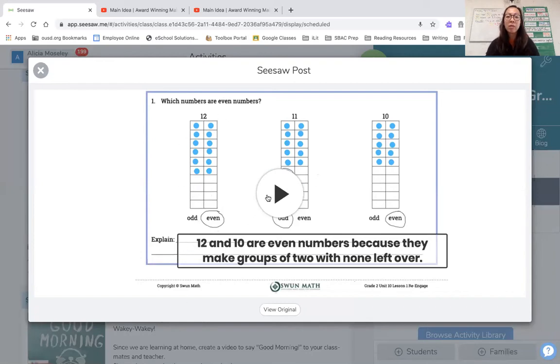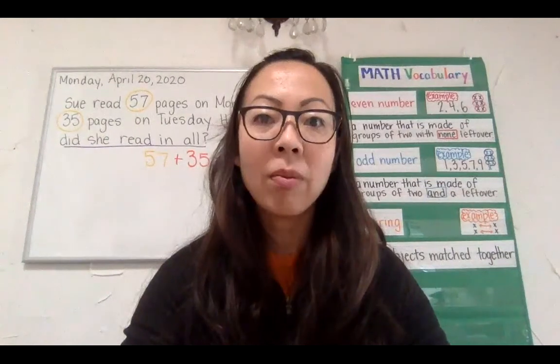In our example today, you can watch Miss Moseley doing that work, and you can see that the example says 12 and 10 are even numbers because they make groups of 2 with none left over. Remember our vocabulary. Even numbers make groups of 2 with none left over. Odd numbers make groups of 2 and have a leftover. All right, guys, that's our math for the day.